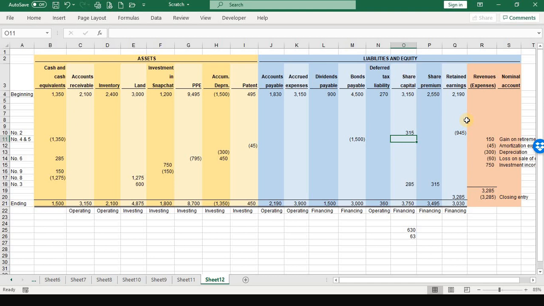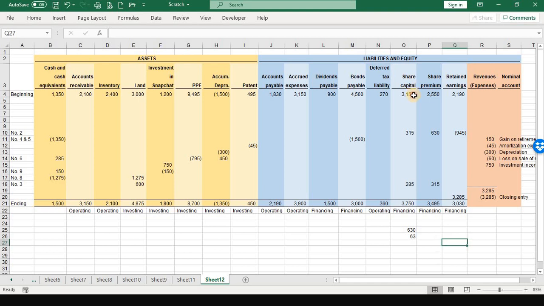Next is credit share premium. Since the fair value is greater than the par value of 5 pesos, there is a share premium. How much is the share premium? So the share premium is 63 times 10 pesos, or 15 pesos minus 5. So the total is 630 pesos.